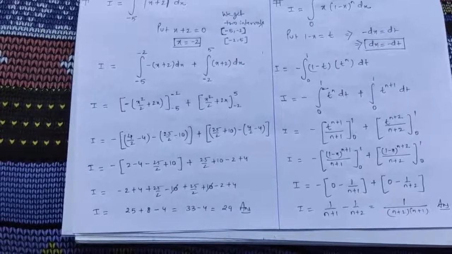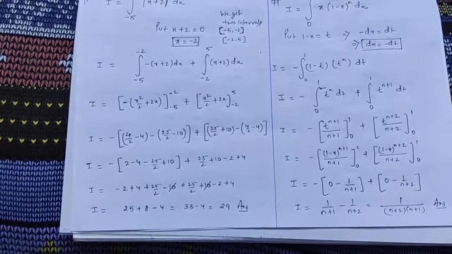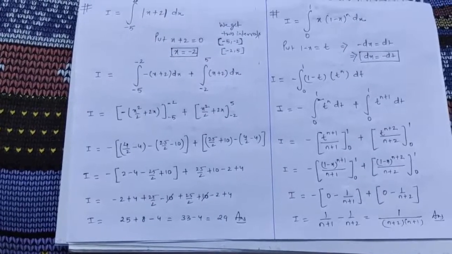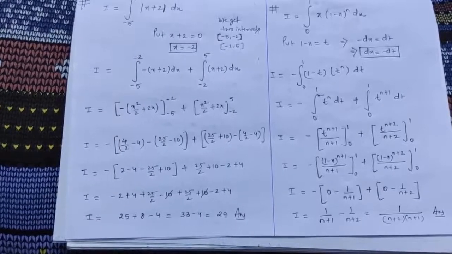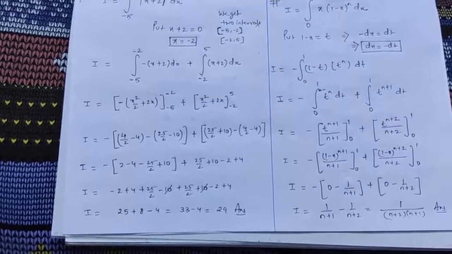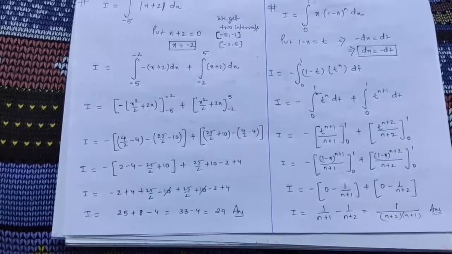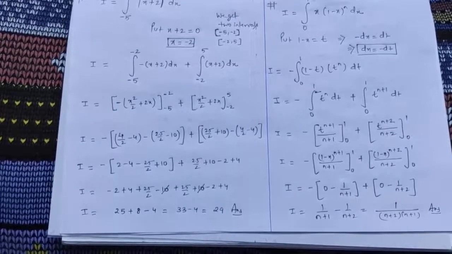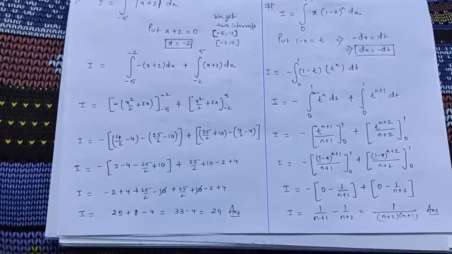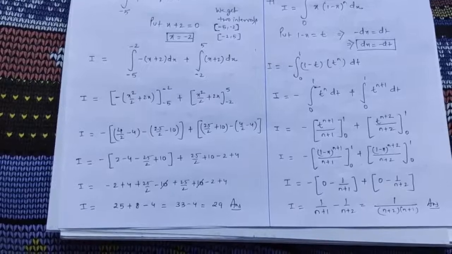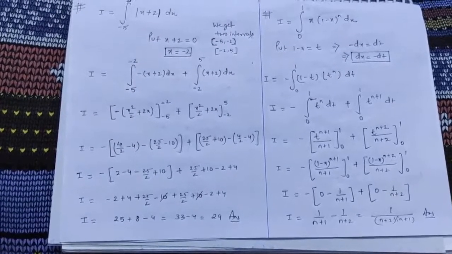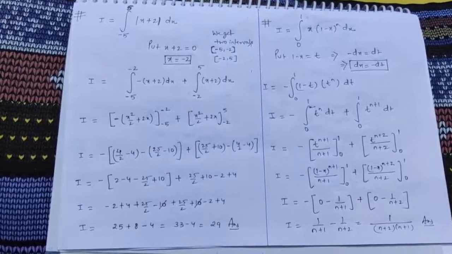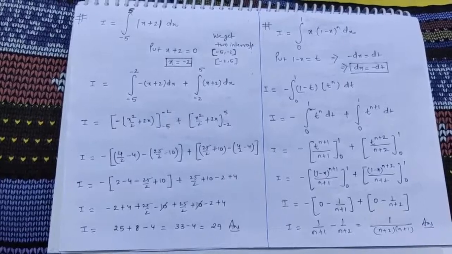Now applying the power rule, which is the integration of x to the power n dx is equal to x to the power n plus 1 upon n plus 1, I get minus of t to the power n plus 1 upon n plus 1, substituting the values 1 and 0 in that, plus t to the power n plus 2 upon n plus 2, substituting the values 1 and 0 there. Before substituting, I have to put the value of t in terms of x again, because the range is given as per the value of x. So again I have substituted t equal to 1 minus x and then substituted the values 1 and 0.